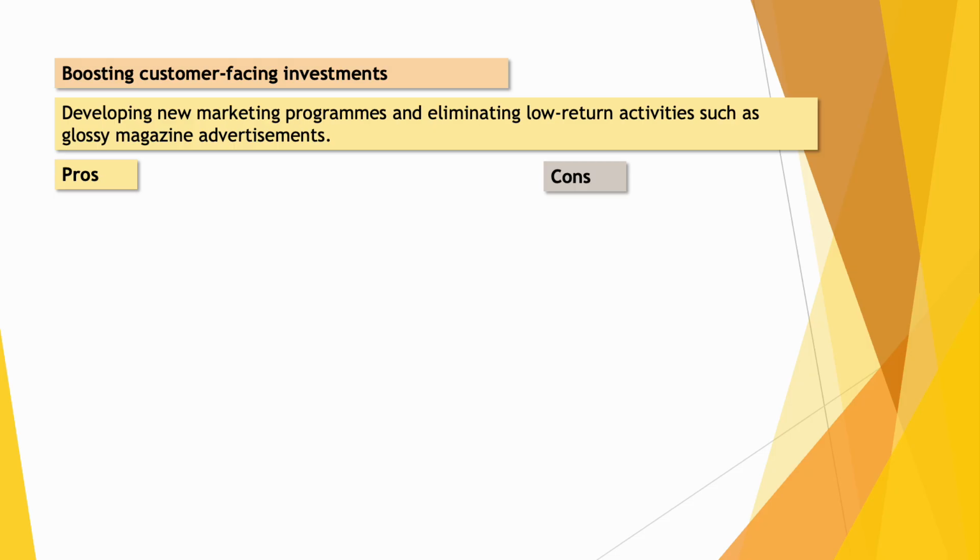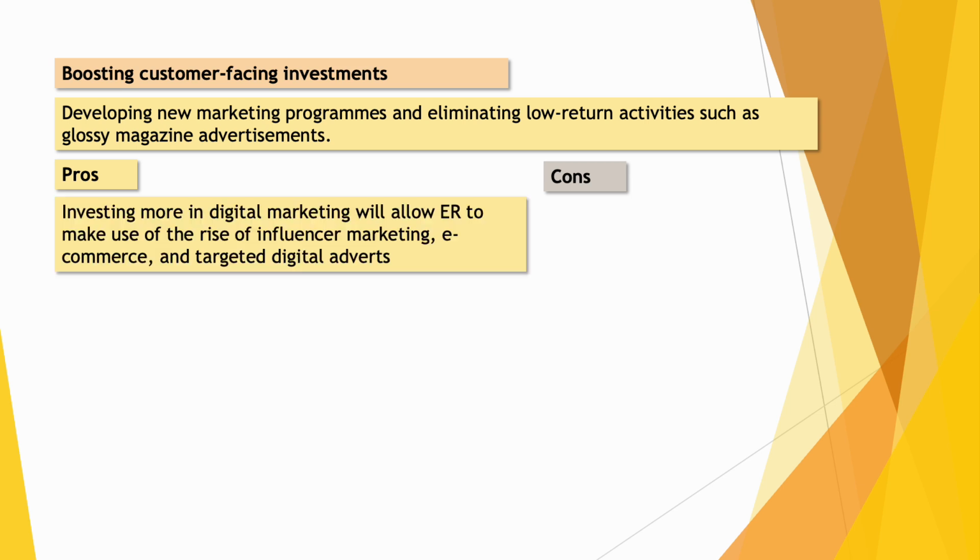One of the things they're talking about as our third pillar is boosting customer-facing investments. So this is focusing on new marketing programs and getting rid of some of the low return activities like the big glossy magazine adverts. Well, I think basically for this one, again, it broadly makes sense. Investing in digital marketing is basically going where the customers are. We know that most of the customer advertising is now done online and through influencers. So it makes sense, again, that we align ourselves with that. And that's all this is really doing.